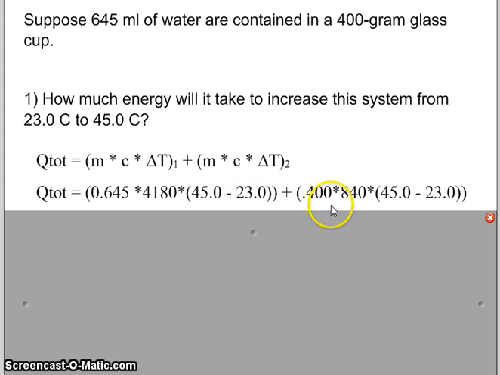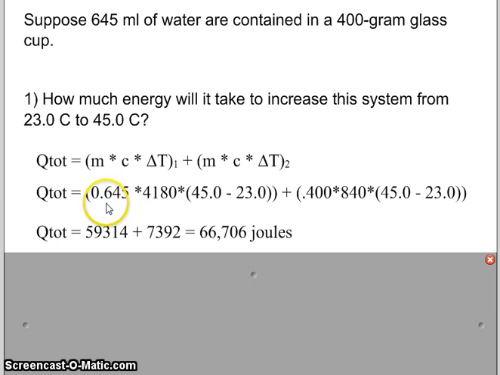And then we repeat the same process for the glass. It's 400 grams, so 0.4 kilograms. 840, I'm actually doing this off the top of my head, so if that's wrong, you can correct that. But I think that's correct. 840 is the value for the specific heat of glass, and the same change in temperature, 45 minus 23. And we go through for the water. It turns out to be close to 60,000 joules, and for the glass, it's only 7,000 joules.